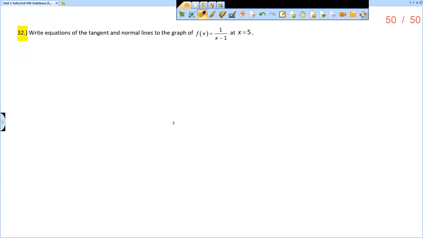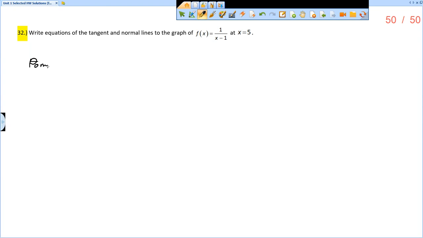This is the solution video for Unit 1 review, problem number 32. Write the equations of the tangent and normal lines to the graph of f of x equals 1 over x minus 1 at x equals 5. All right, so first of all, we need to remember that in order to write the equation of a line, I need a point and a slope.